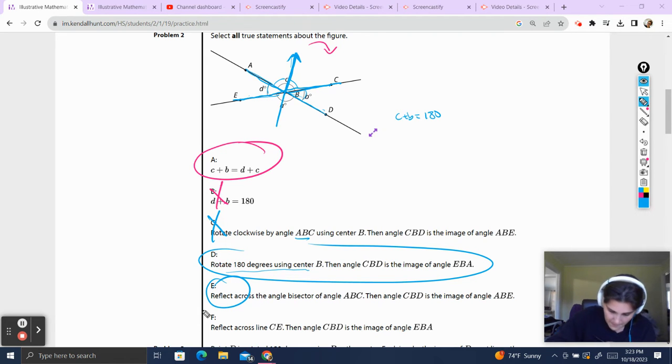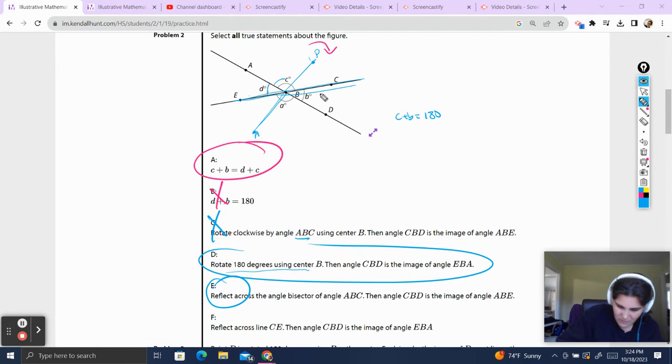So yes. And then F, reflect across line CE. So CE is right here. We're going to reflect across, which means AB is going to come down over here, and DB is going to come up over here. A gets pushed down here, D gets bumped up there. Is angle CBD the image of angle EBA?